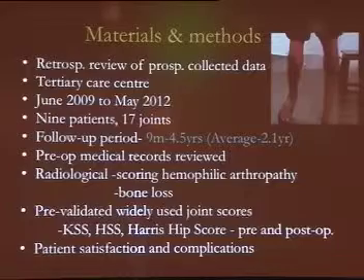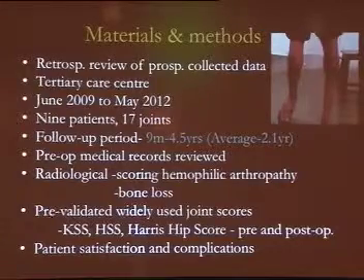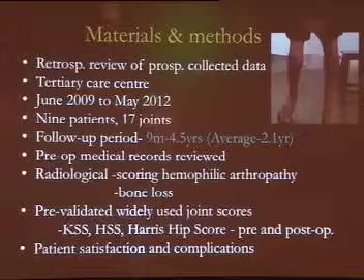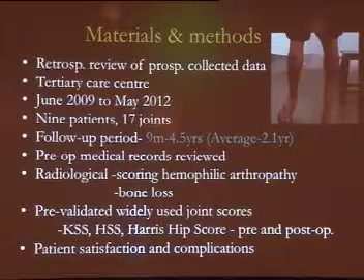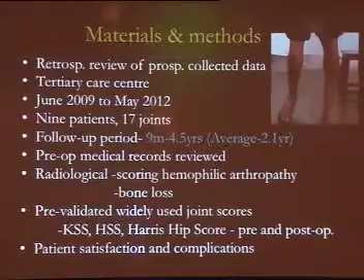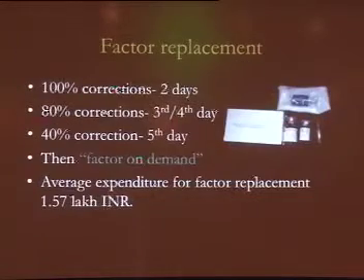Pre-validated, widely used joint scores were used, like the Knee Society score, Hospital for Special Surgery score, Harris Hip score, etc., both pre- and post-operatively, and at later follow-up. Patient satisfaction and complications were evaluated as well. For factor replacement, the protocol in our institute is to give 100% correction on the first 2 days, followed by 80% correction in the following 2 days, then 40% correction for 8 days. Later on, we gave factor on demand, meaning whenever the patient required, as assessed by the hematologist, factor was infused. The average expenditure for factor replacement was about 1.57 lakh Indian rupees.